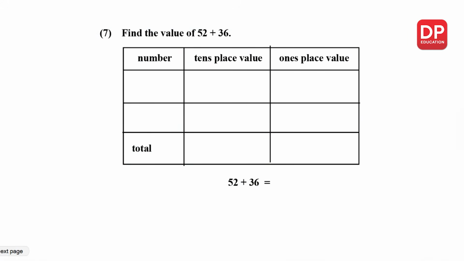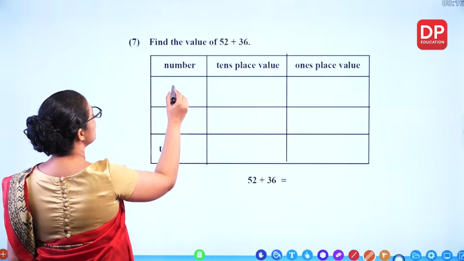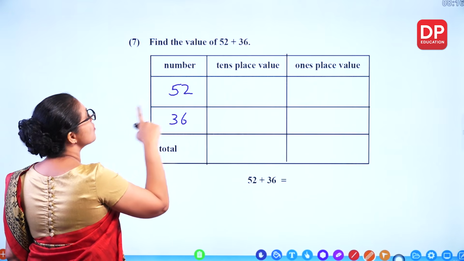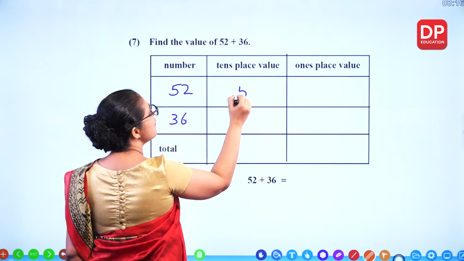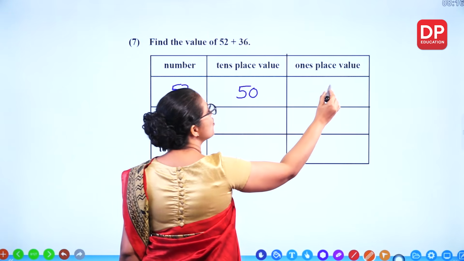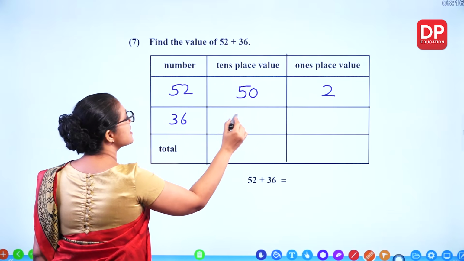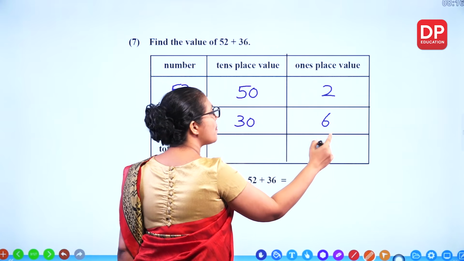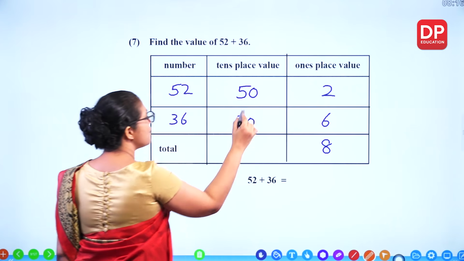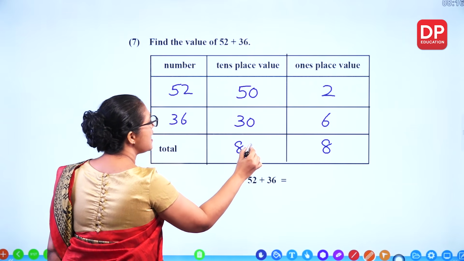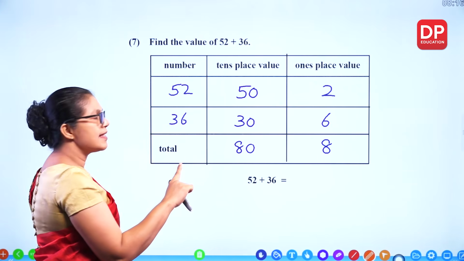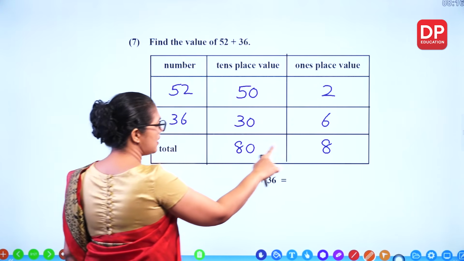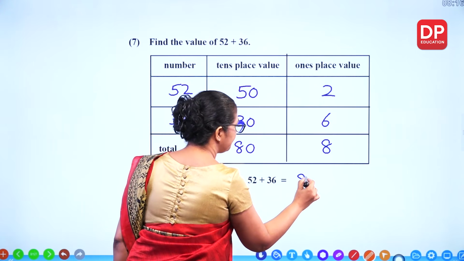Now do this one. So 52 plus 36. So you need 52 and 36. So tens place, you get 50 here. This one is 2. What about 36? 30 and 6. Now add it. 2 plus 6 becomes 8. 50 plus 30, you get 80. So 80 tens and ones place 8. What's the total? 88.